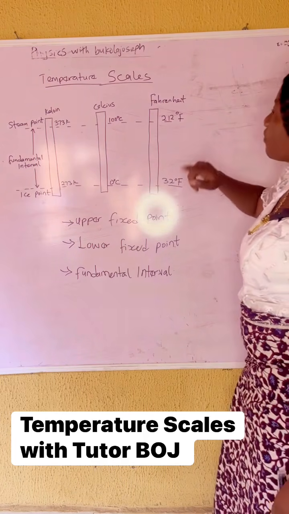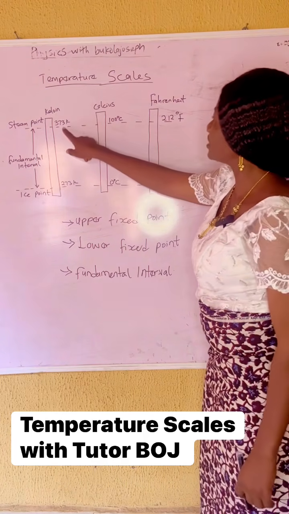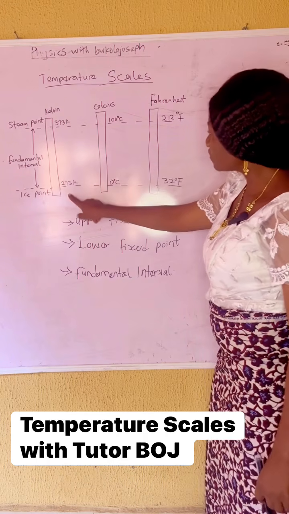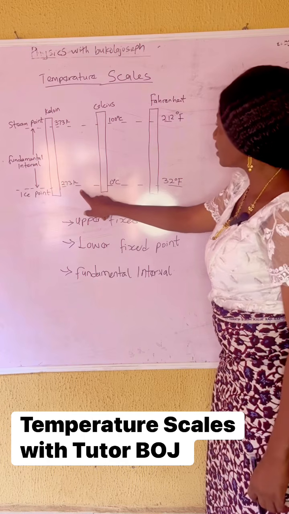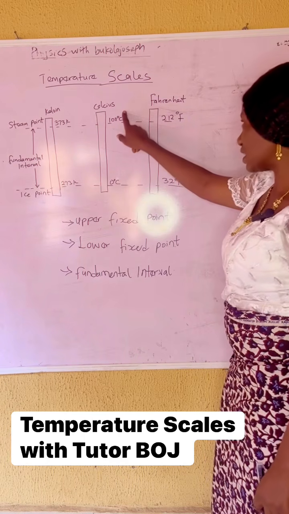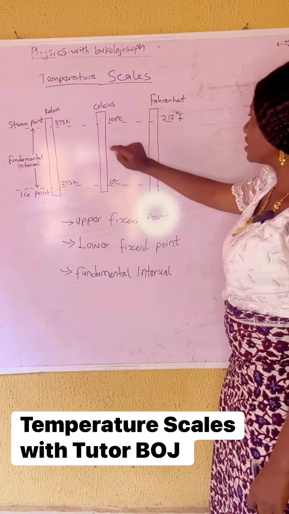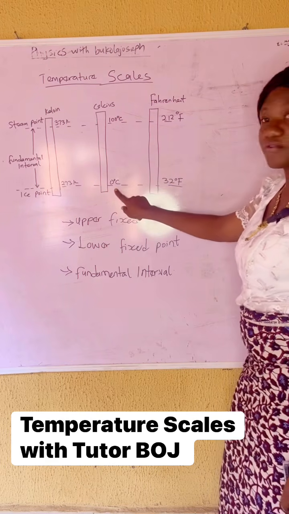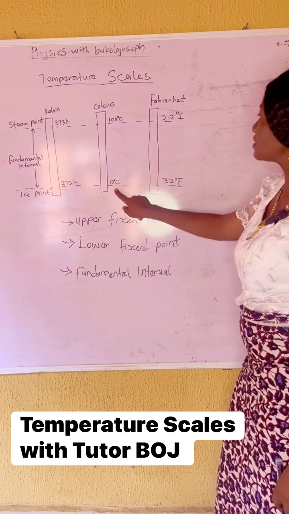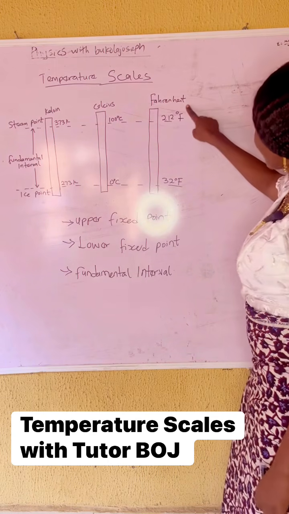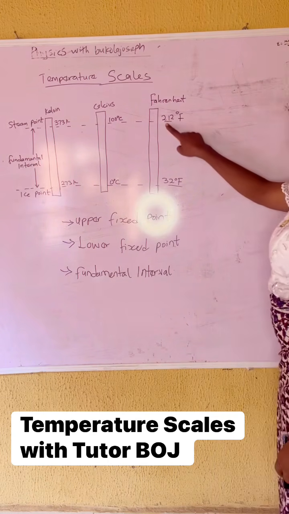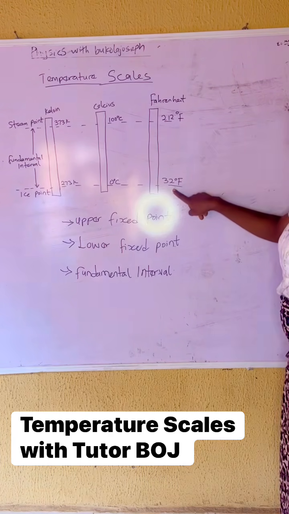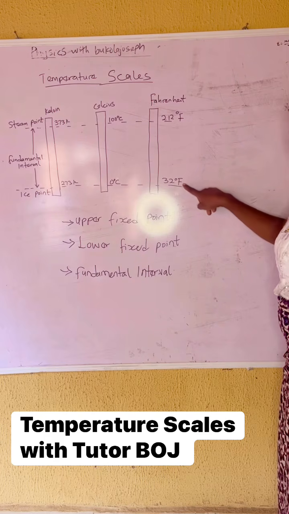All right, now for Kelvin, the upper fixed point is 373 Kelvin. The lower fixed point is 273 Kelvin. For Celsius scale or centigrade scale, the upper fixed point is 100 degrees centigrade. The lower fixed point is 0 degrees centigrade. Now, for the Fahrenheit scale, the upper fixed point is 212 degrees Fahrenheit. The lower fixed point is 32 degrees Fahrenheit.